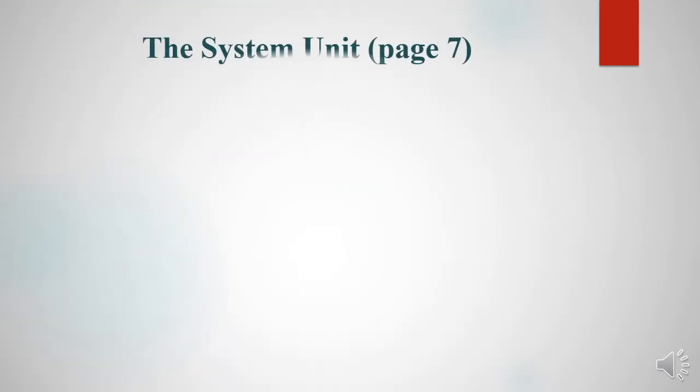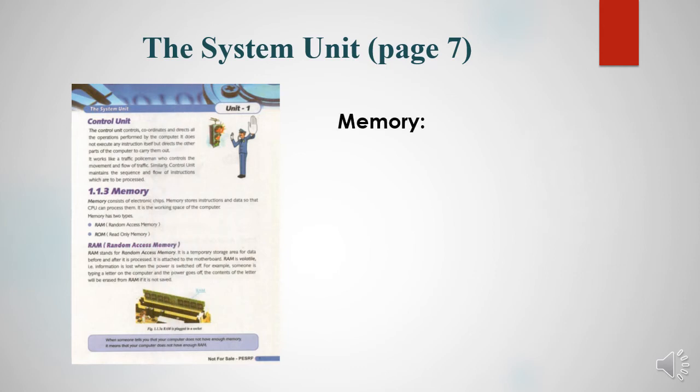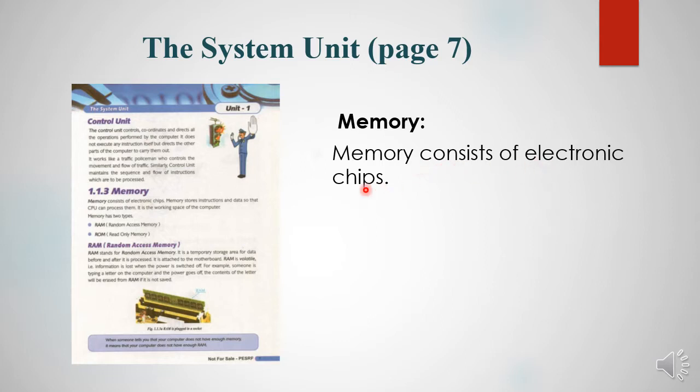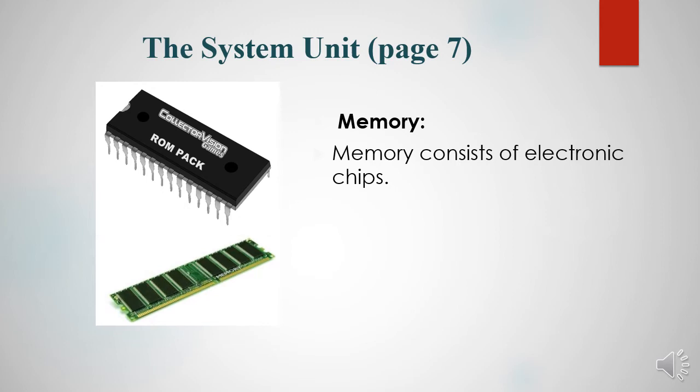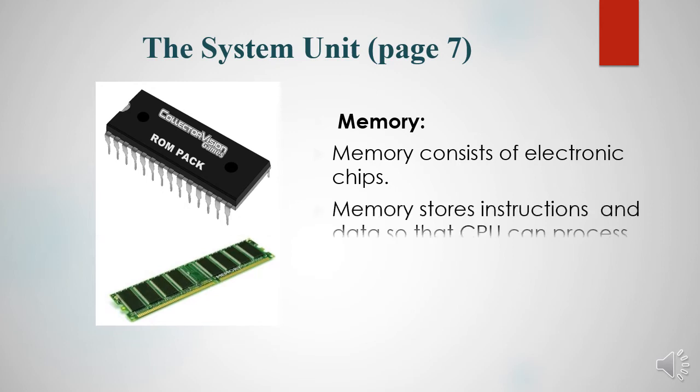Open page number 7 of your book. Memory. Memory consists of electronic chips. These are the chips called memory. Memory stores instructions and data so that CPU can process them. So what is the function of memory? It stores instructions and data so that CPU can fetch these instructions from RAM for processing.